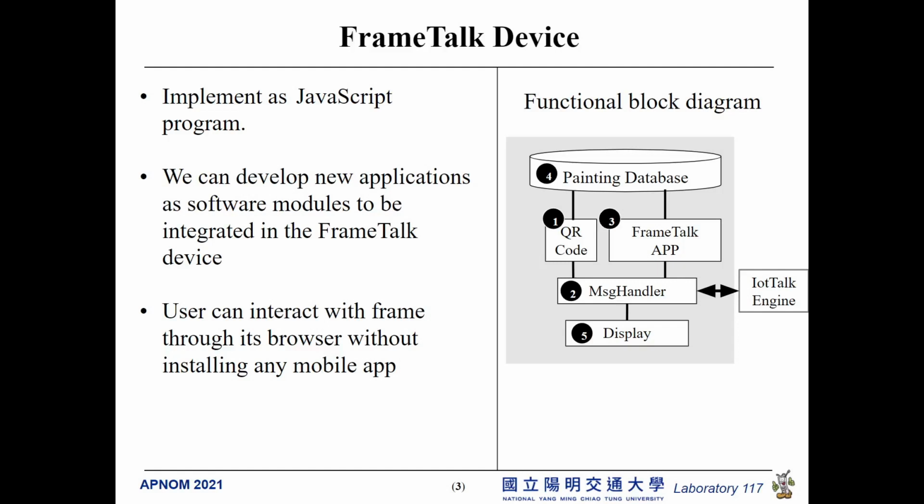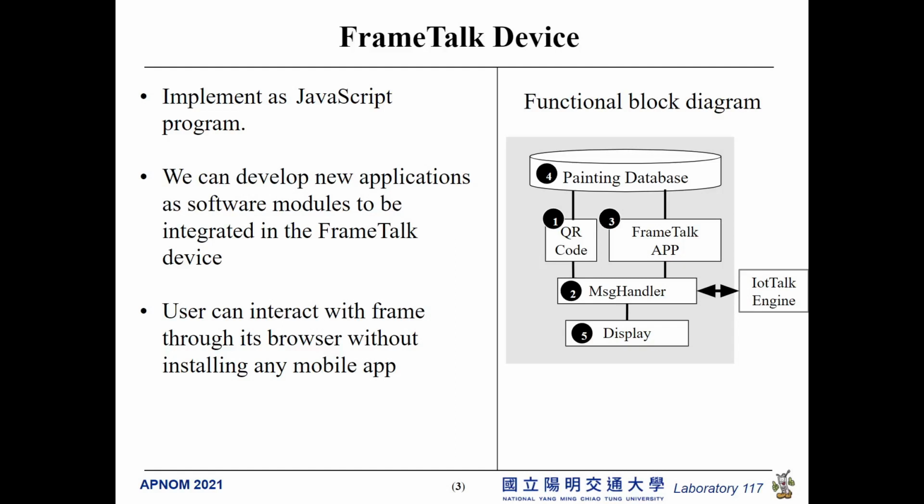The web page of the FrameTalk application is activated. It will gain the artwork from the painting database. The result will be shown both on the screen of the digital picture frame and the smartphone. Based on this software module, we can develop new application.